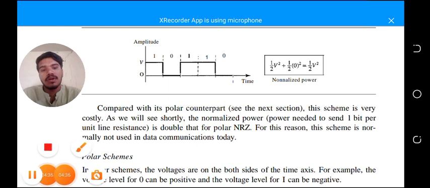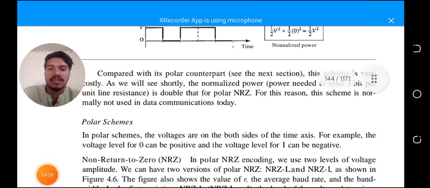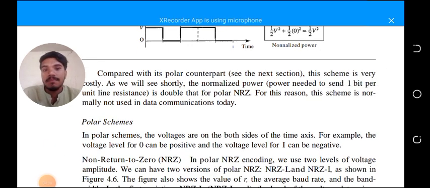So now let's talk about the next scheme, the polar scheme. In polar schemes, the voltages are on both sides of the time axis. For example, the voltage level for 0 can be positive and the voltage level for 1 can be negative.